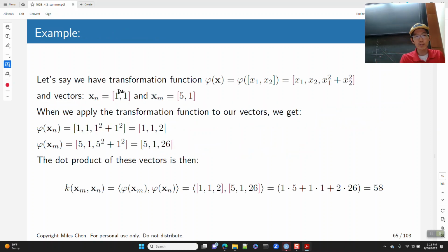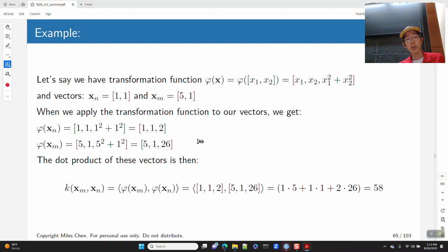So if I have the points (1, 1) and (5, 1), what the kernel function will do is transform the point (1, 1) using this transformation function. We get (1, 1) and then 1 squared plus 1 squared, which is 2. And if I apply the transformation to this vector (5, 1), we keep x1 and x2, the first and second values, 5 and 1, and then we get 5 squared plus 1 squared, which is 26.